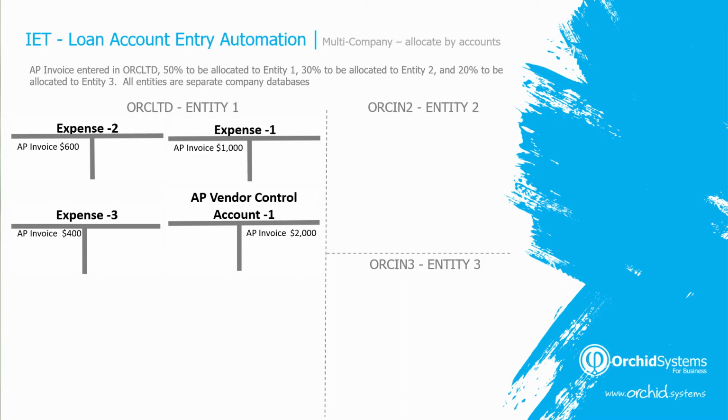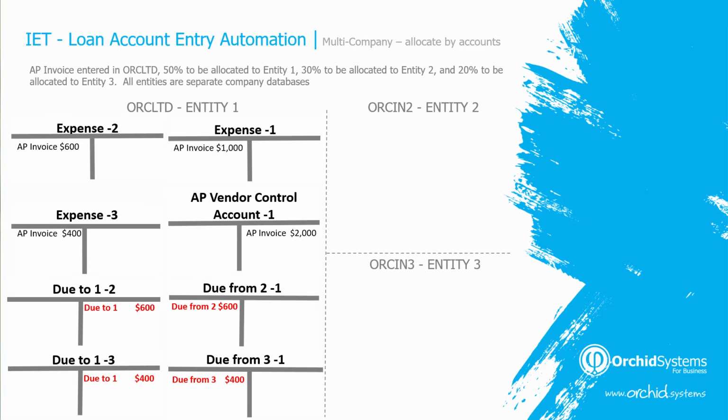When this is posted in GL, inter-entity will first of all automatically raise the loan account entries within Orc Limited to balance the entities. So it will raise due to 1 in 2's books of $600 to balance Entity 2, due from 2 in 1's books of $600 to balance Entity 1, due to 1 in 3's books of $400 to balance Entity 3, and due from 3 of $400 in 1's books to balance Entity 1.